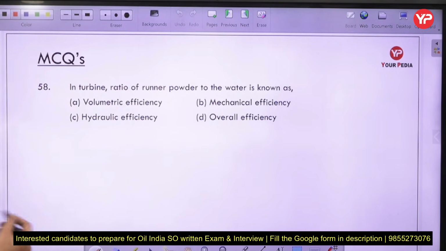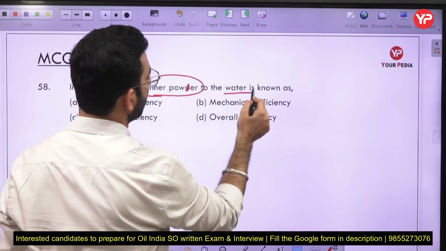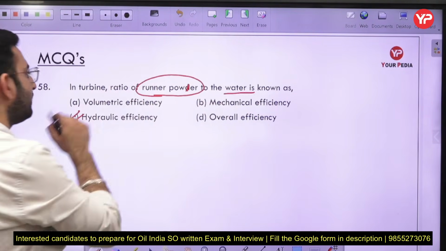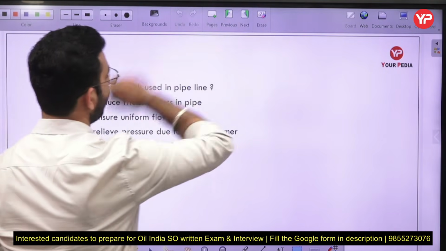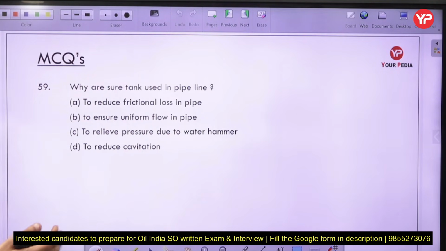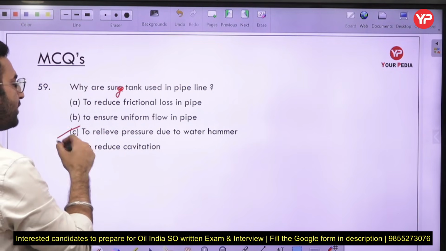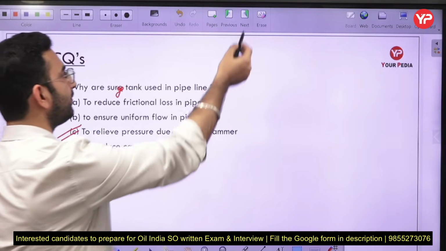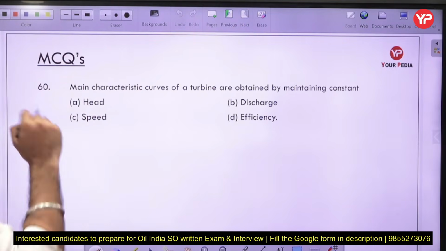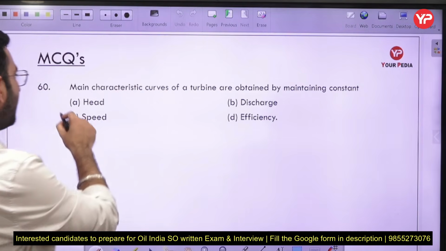Next, in a turbine, the ratio of the runner power to the water power is known as the hydraulic efficiency. Next, why is a surge tank used in the pipeline? To relieve the pressure due to water hammer. That is the main purpose of using the surge tank. Next, the main characteristic curves are obtained by maintaining a constant head.